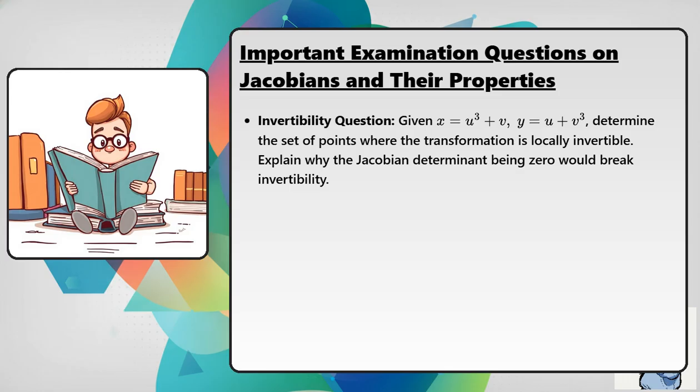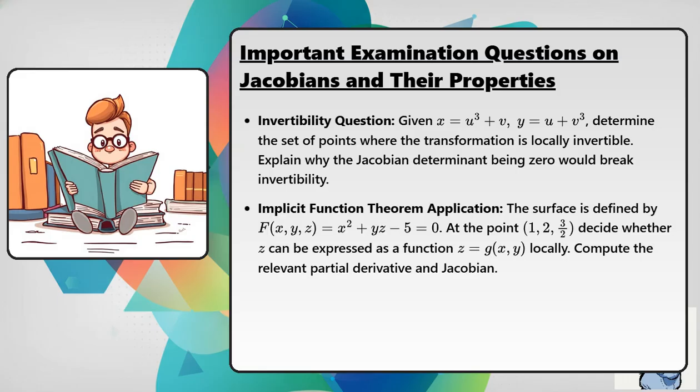Invertibility question. Given x equals u cubed plus v, y equals u plus v cubed, determine the set of points where the transformation is locally invertible. Explain why the Jacobian determinant being 0 would break invertibility. Implicit function theorem application. The surface is defined by F of x, y, z equals x squared plus yz minus 5 equals 0. At the point (1, 2, 3/2), decide whether z can be expressed as a function g of x, y locally. Compute the relevant partial derivative and Jacobian.